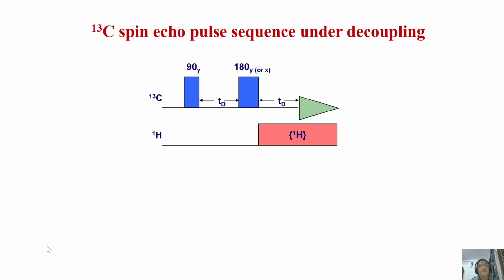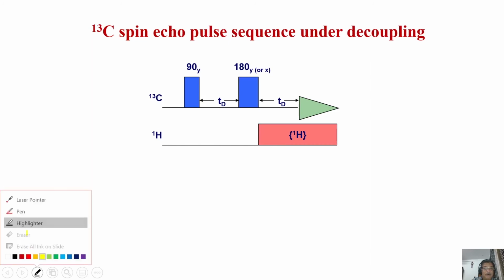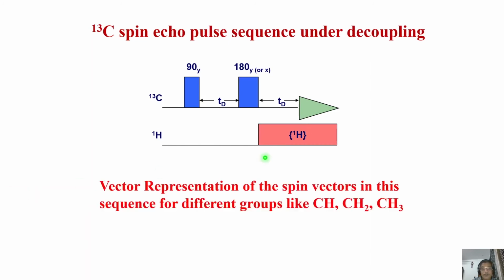Okay, with this, now come back to carbon 13. The spin echo sequence and the decoupling, this is what we do. This is what we understood as a spin echo. Now we are looking at carbon 13, and at the same time I am trying to do the decoupling here.